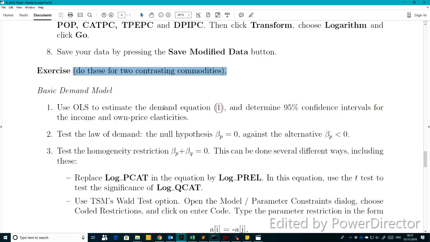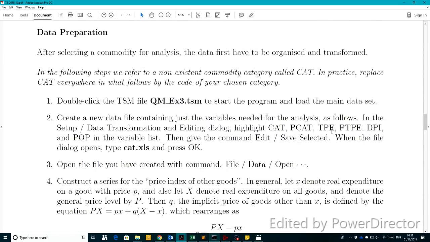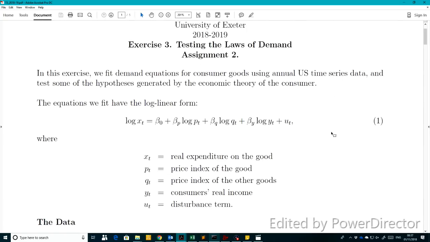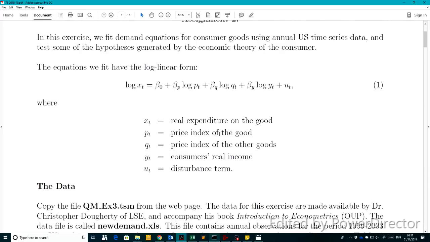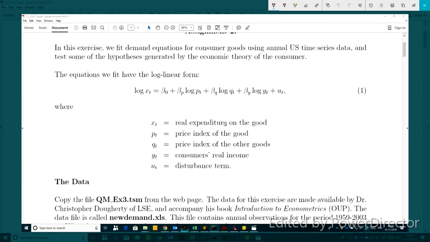Use OLS to estimate the demand equation 1. So we want to estimate equation 1, the demand equation, using OLS, and we need to find the 95% confidence interval for the income and price elasticities. So let's go back and look at the demand equation. Now we know that this equation over here is basically the demand equation.